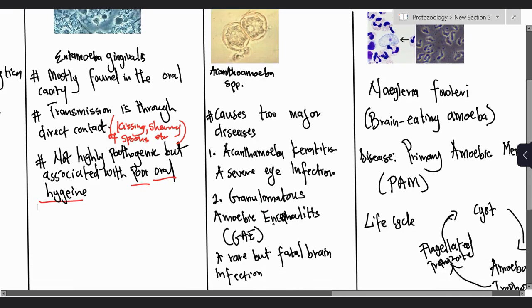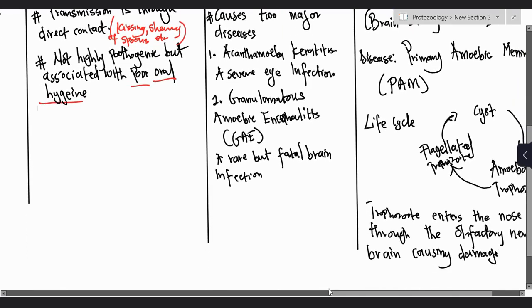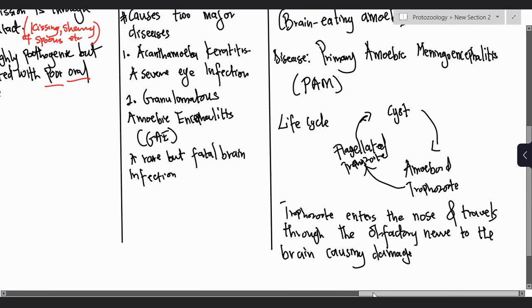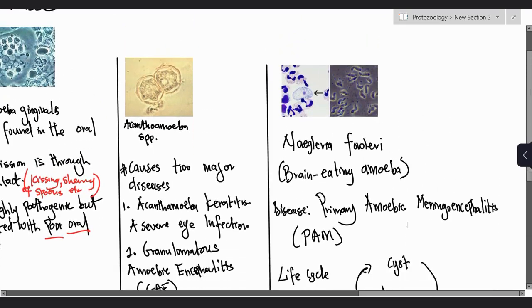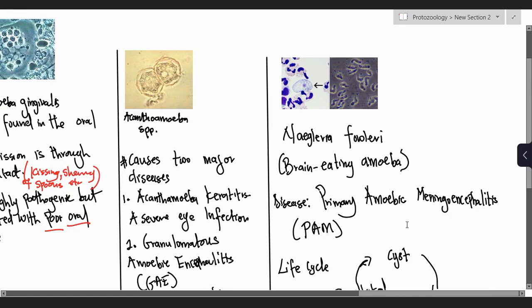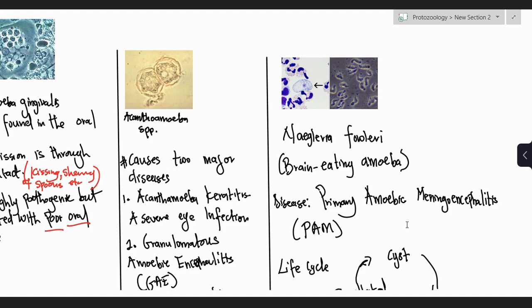Then we have, of course, I would say this is the most dangerous amoeboid protozoa. We have the Naegleria fowleri, that is also known as the brain-eating amoeba. So this brain-eating amoeba causes the primary amoebic meningoencephalitis, also known as PAM. And this is a very serious brain disease.